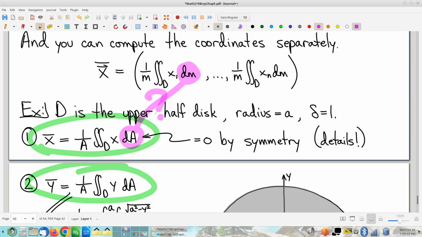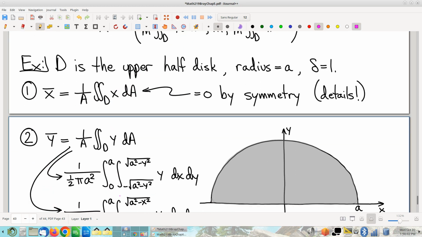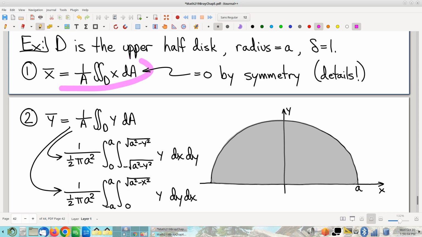Okay. All right. Now, you will notice this integral here is 0 by symmetry.